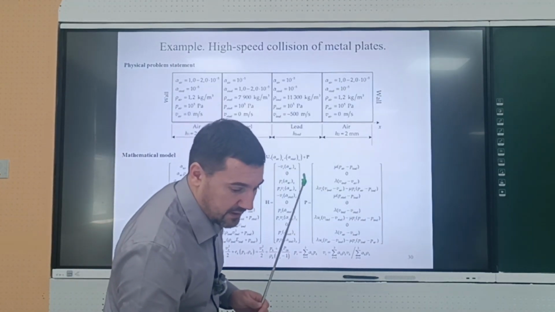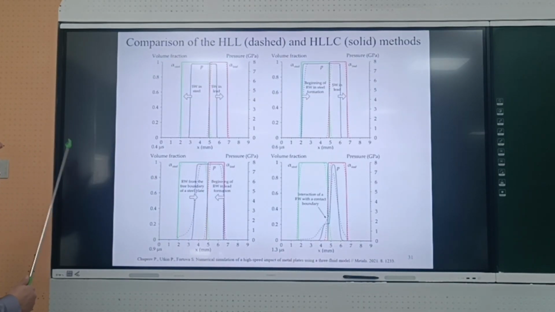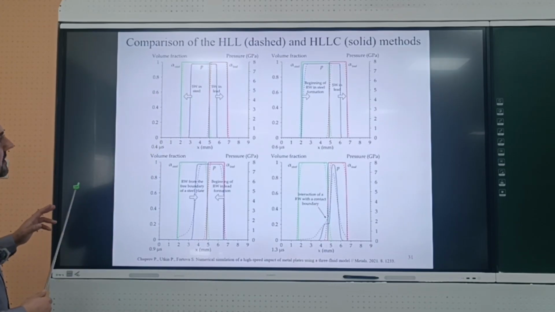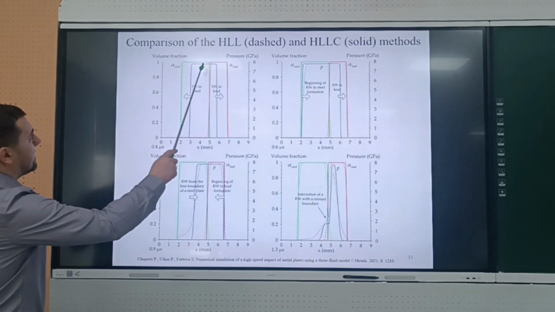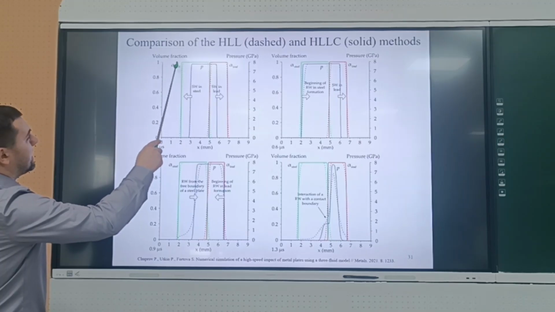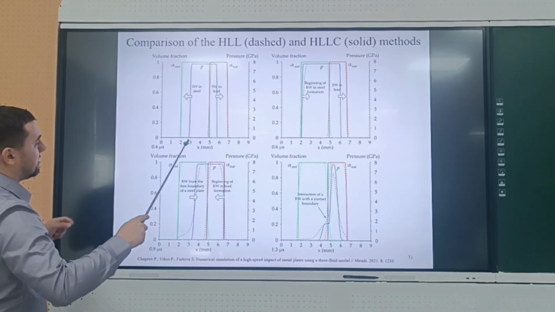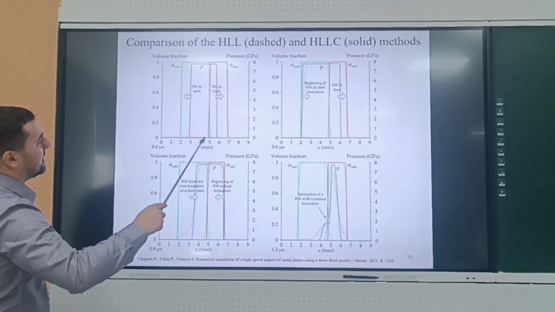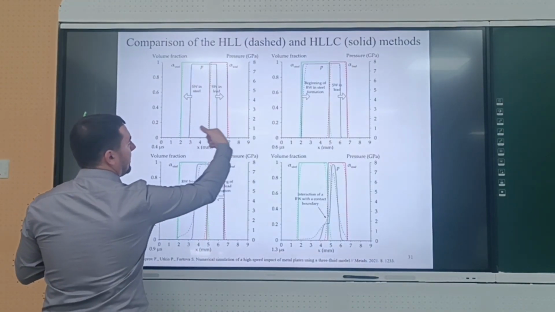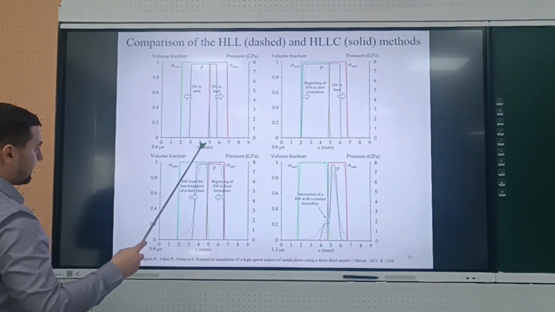And what I would like to show you is just the results and how all the things we discussed are implemented here. So, a comparison of the HLL (dashed) and HLLC (solid) methods. Suppose we have this steel plate, the green line, which is the volume fraction. When it's 1, it means that the area is occupied by steel, 3 millimeters thickness. And the red part is the lead plate, and the lead plate impacts the steel plate. And the blue curve is the pressure curve.